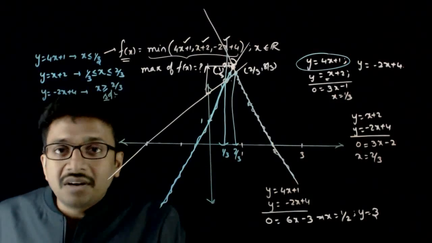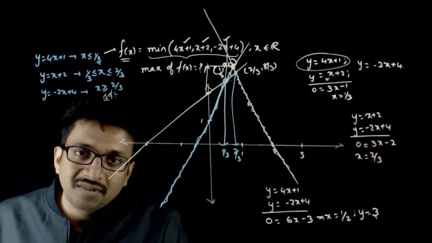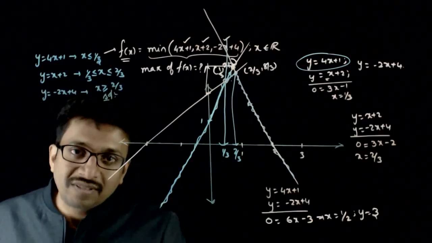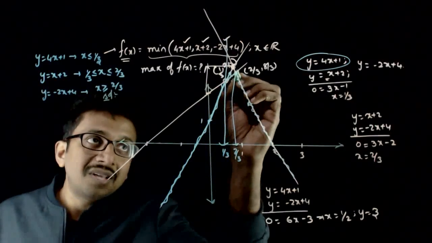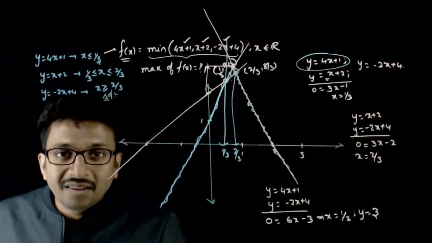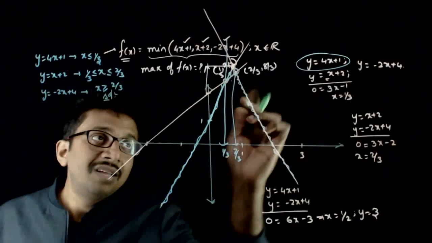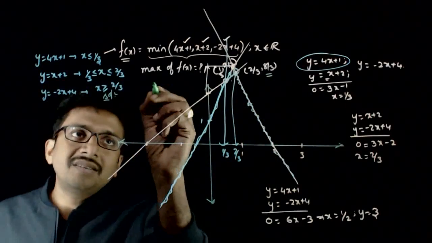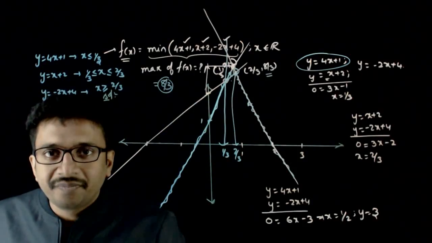Once you have this curve, I hope you can see what is the maximum value of f of x. The maximum value of f of x is the highest point of f of x. So what is the highest point on the graph of f of x? You can see that this is the highest point. And what is the value of y corresponding to this point? 8 by 3. So the maximum of f of x is nothing but 8 by 3 units. That is the answer to this question. Thank you.